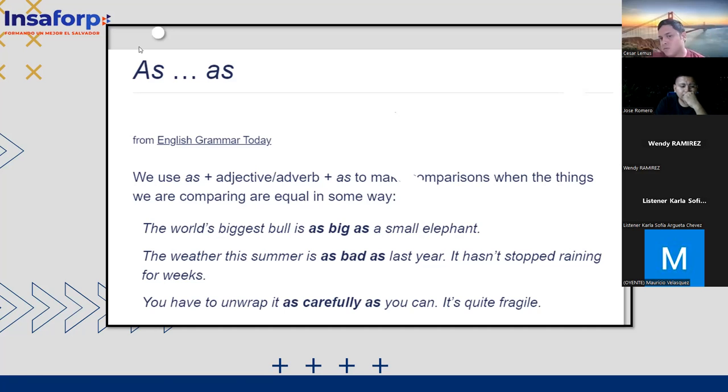Let's see, who else has a sentence ready? Me, teacher. Let me hear it, please. Playing football is as difficult as playing basketball. Yes, playing football is as difficult as playing basketball. Very good. What else? Let's see the others. Let me hear the other sentences, please.